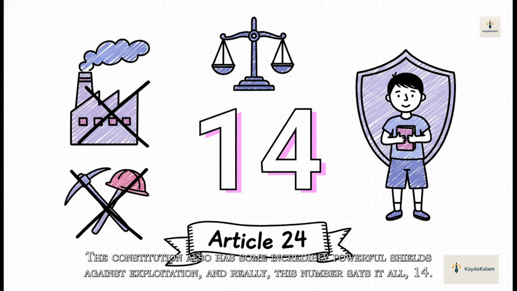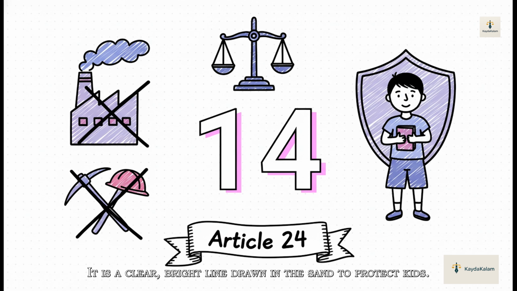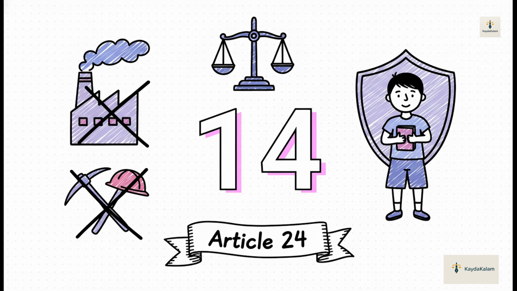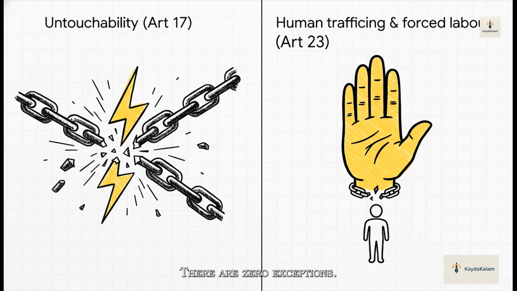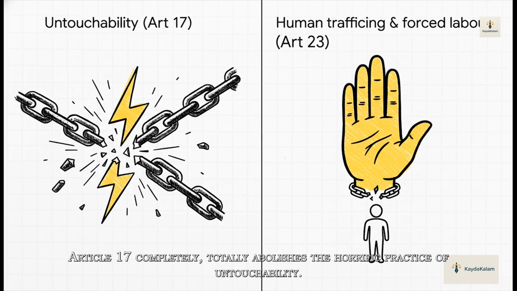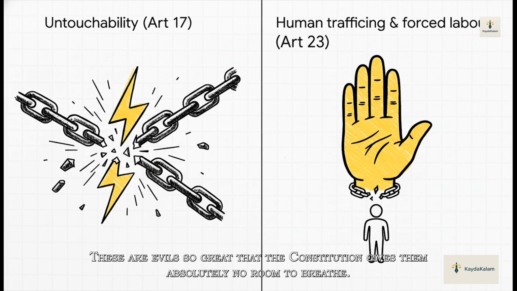The Constitution also has some incredibly powerful shields against exploitation. And really, this number says it all. 14. Under Article 24, no child below the age of 14 can be forced to work in a factory, a mine, or any other dangerous job. It is a clear, bright line drawn in the sand to protect kids. Now, a lot of rights have those reasonable restrictions we talked about. Some are absolute. There are zero exceptions, no excuses. Article 17 completely, totally abolishes the horrific practice of untouchability, and Article 23 flat out bans human trafficking and forced labor. These are evils so great that the Constitution gives them absolutely no room to breathe.